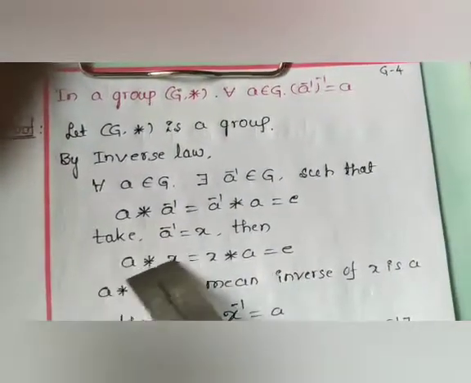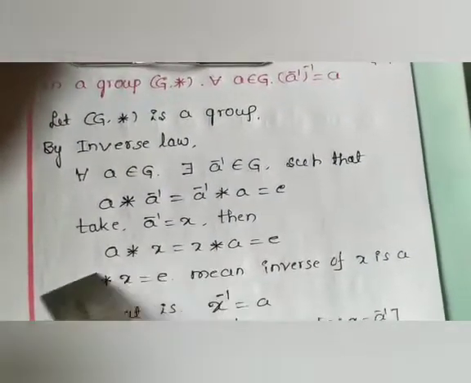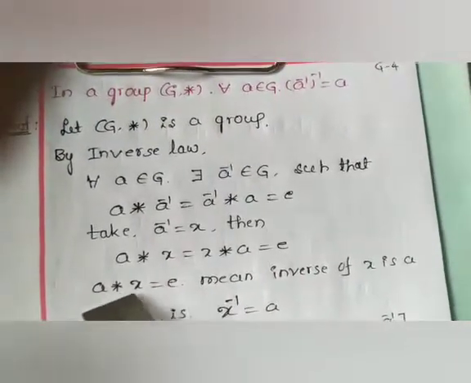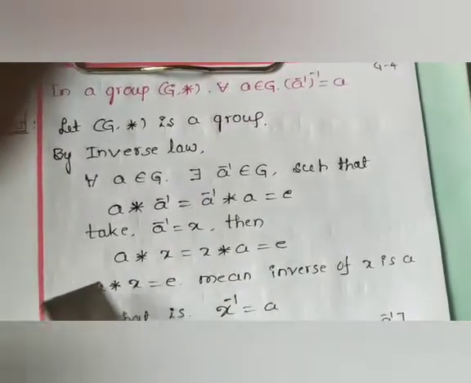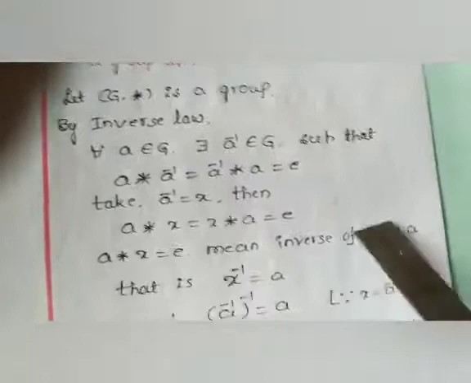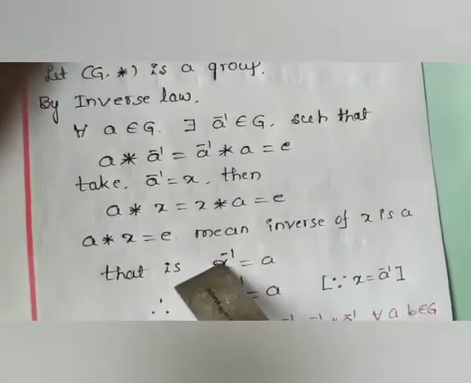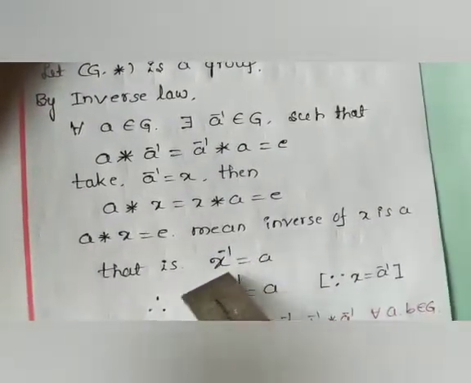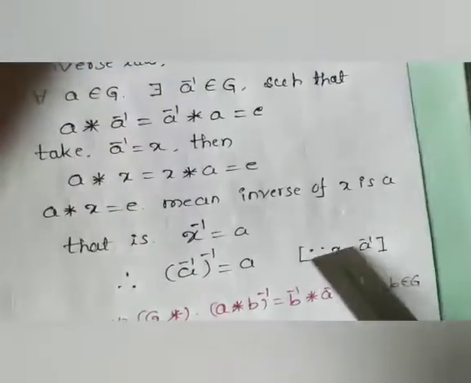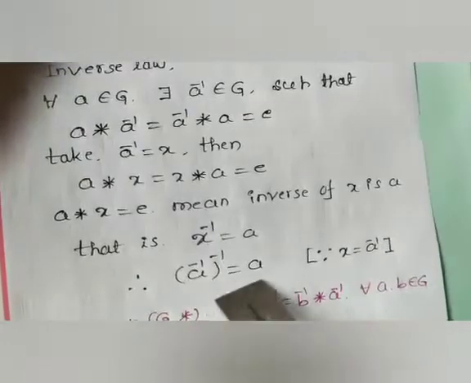Now, what do you mean by A star X equal to E? A star X equal to E means the inverse of A is X, or the inverse of X is A. That means the inverse of X is A. How to write it? Inverse of X is A. But what is X? X is A inverse. Therefore, the inverse of A inverse is A.